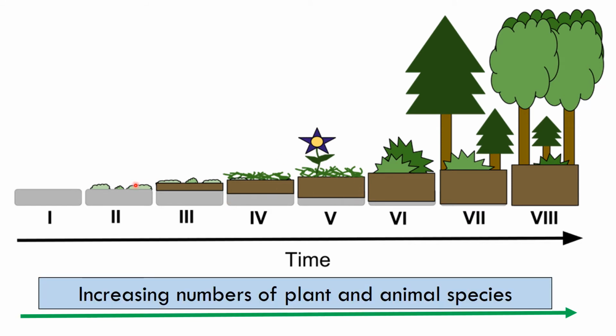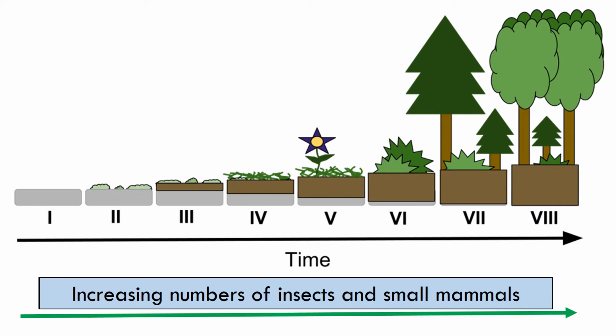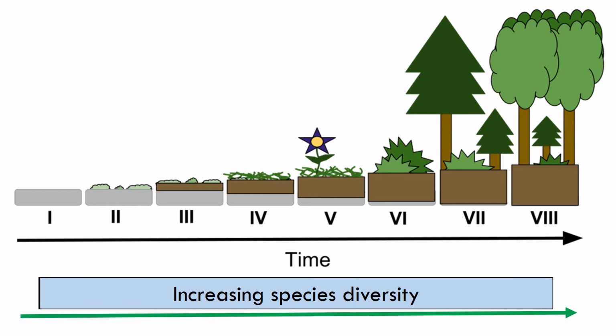And as succession proceeds, there's a few things that happen. First of all, you've got increasing numbers of plant and animal species. The niches which are available increase. So the niche is a role for various animals to play, as a prey, as a predator, and they begin to increase. You begin to have more insects and small mammals. You have increasing species diversity. Remember, that's one of our 3 types of biodiversity.